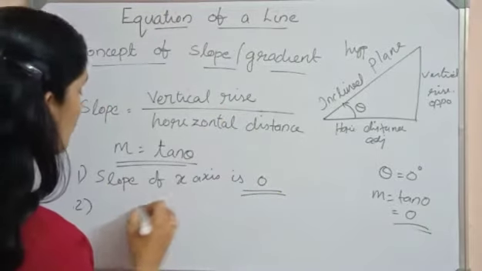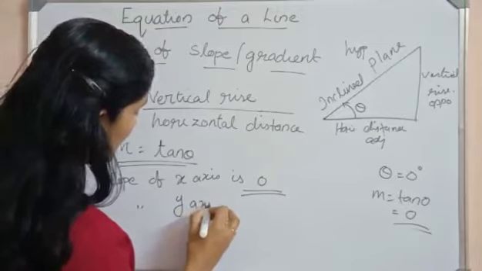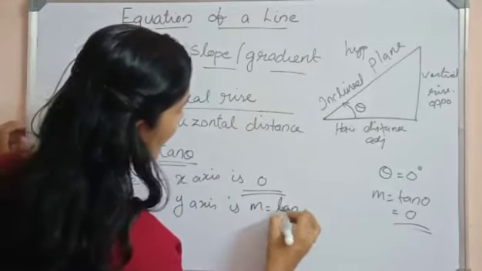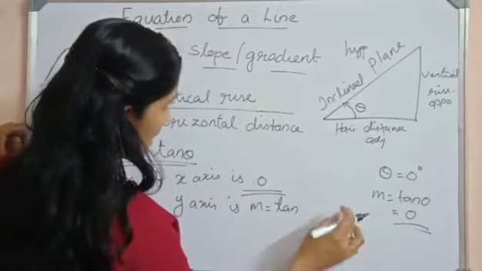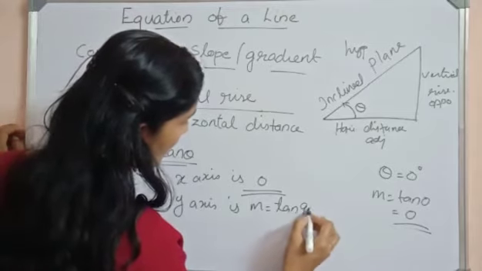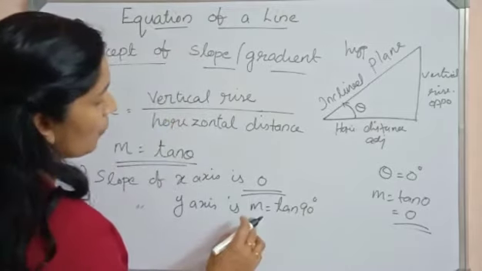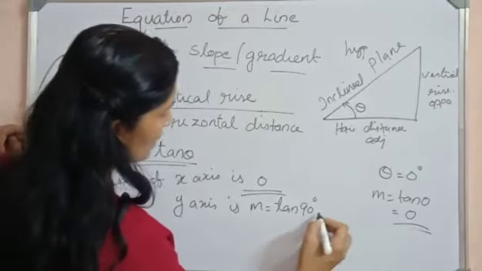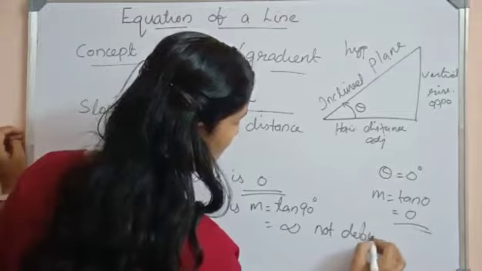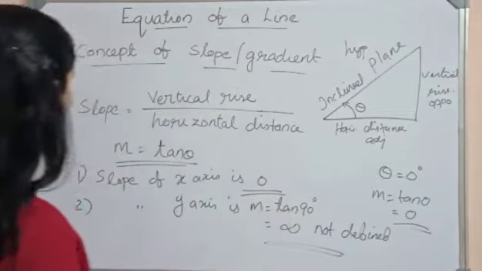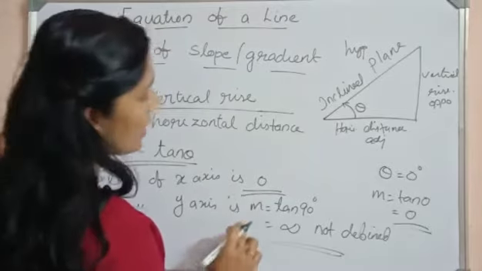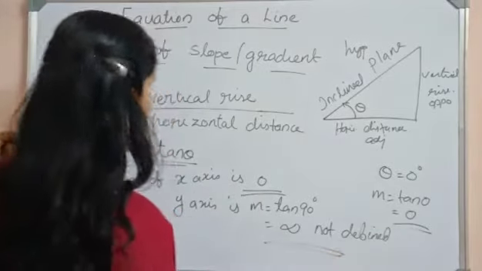And the slope of the y-axis is, here m is equal to tan theta and the theta is 90 degree. As we know, it is a y-axis. The inclination is 90 degree. The angle is 90 degree there. Therefore, m is equal to tan 90 and that is equal to infinity. It is not defined. So, the slope of x-axis is 0 and the slope of y-axis is infinity, or it is not defined.